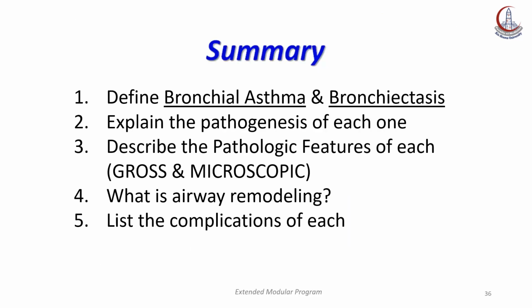Now we know the definition of bronchial asthma and bronchiectasis. We explain the pathogenesis of each one. We describe the pathologic features of each, both gross picture and microscopic picture. And we know what is airway remodeling, and we listed the complications of bronchial asthma and bronchiectasis.